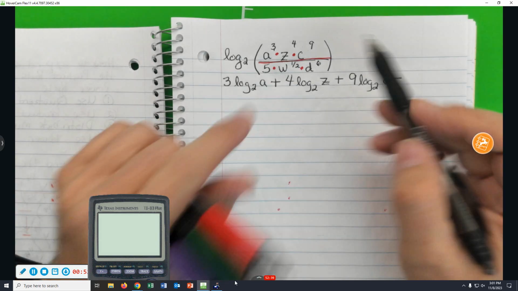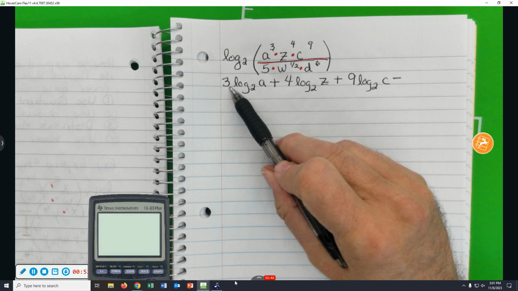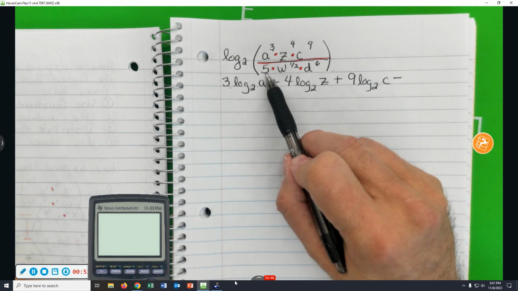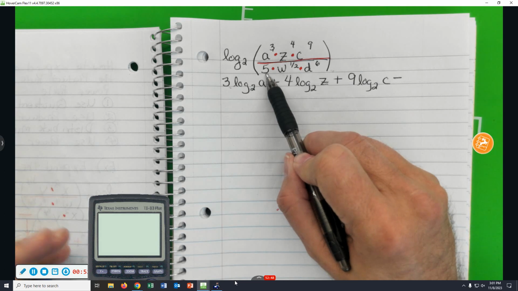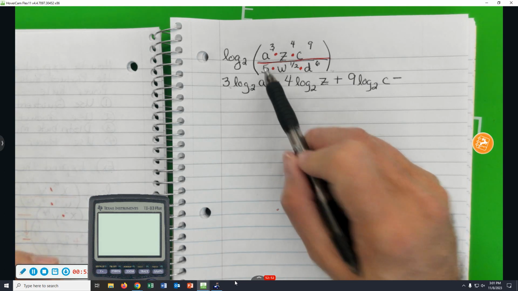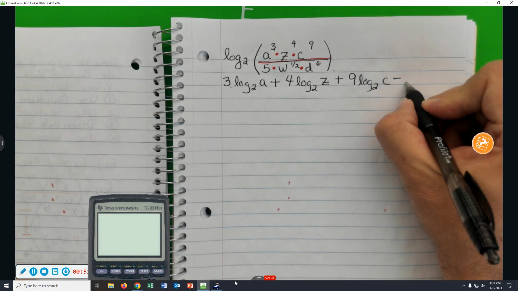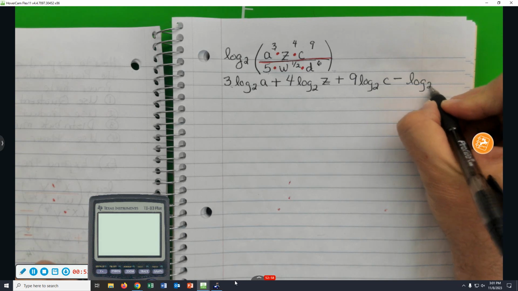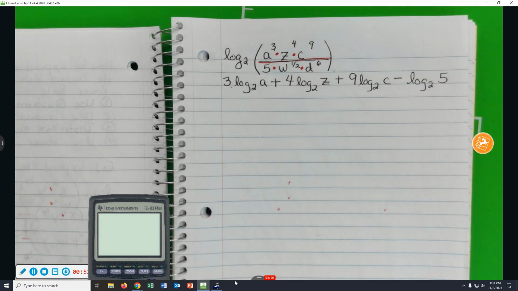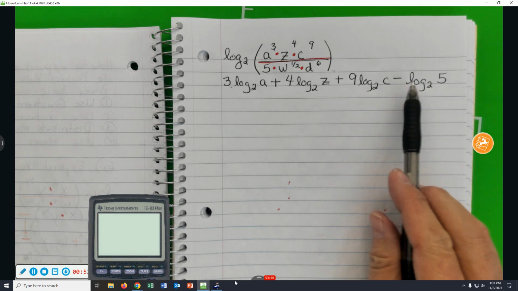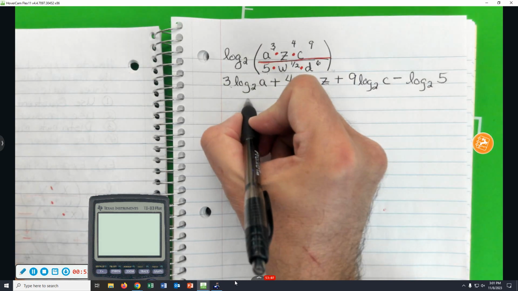Be careful. Sometimes people think the number goes in front of the letter L. No, the exponent. Is there an exponent on this 5? Theoretically there's a 1, but we don't have it written there. So nothing's going to go in front of the letter L. There's no coefficient on this logarithm. So it's just a minus log base 2 of 5. Plus or minus? Minus.